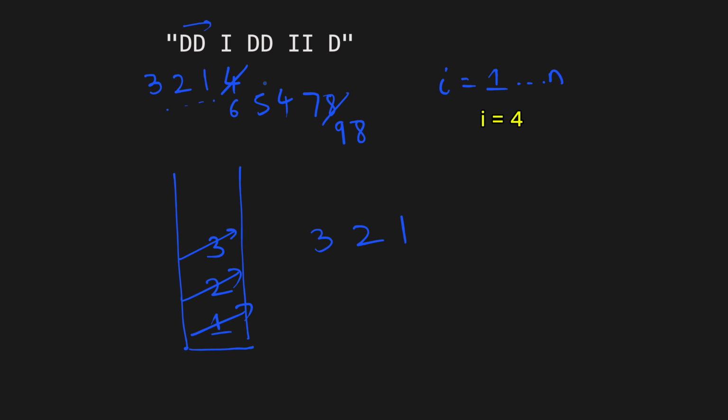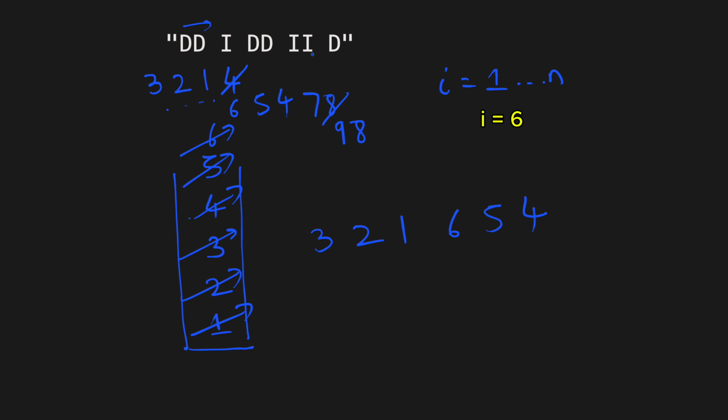Now our digit becomes 4 and we see D in the sequence. So we do nothing but just push 4 onto the stack. Then we see D again and the digit is equal to 5. So we push digit 5 onto the stack. Then we see I and the digit is equal to 6. So we push 6 onto the stack and pop out all the characters to reverse them. So we pop out 6, 5, 4 and append them to the result string.